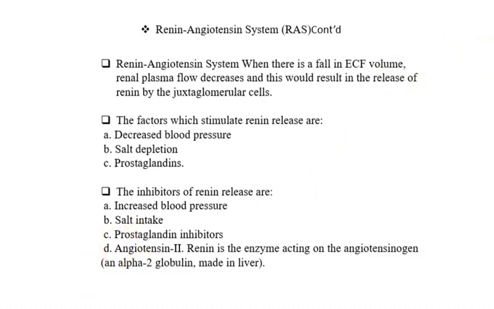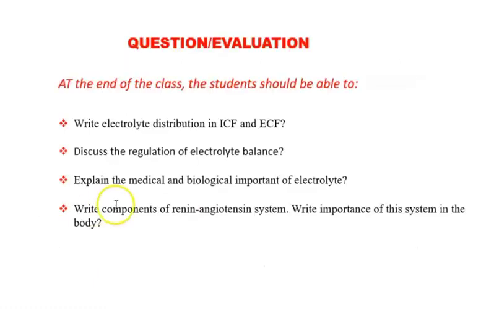Now I believe that you will be able to write on electrolyte balance and also explain the components of the renin-angiotensin system, all the components that I mentioned. I mentioned renin, angiotensinogen, a protein, angiotensin 1, angiotensin 2, and then I explained all the components and how they are important in the body.